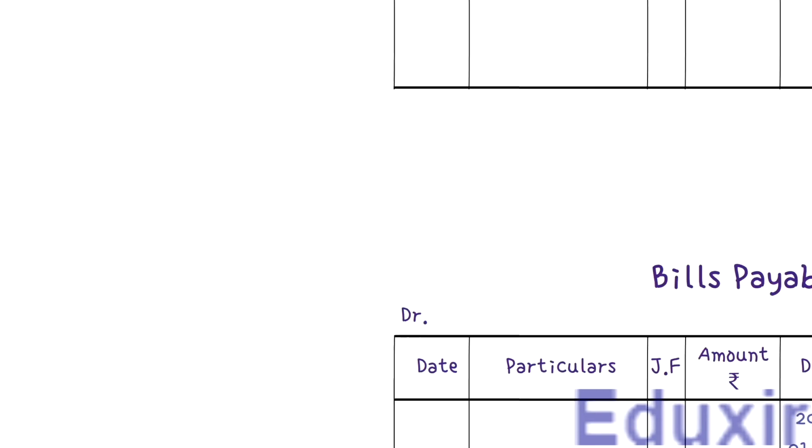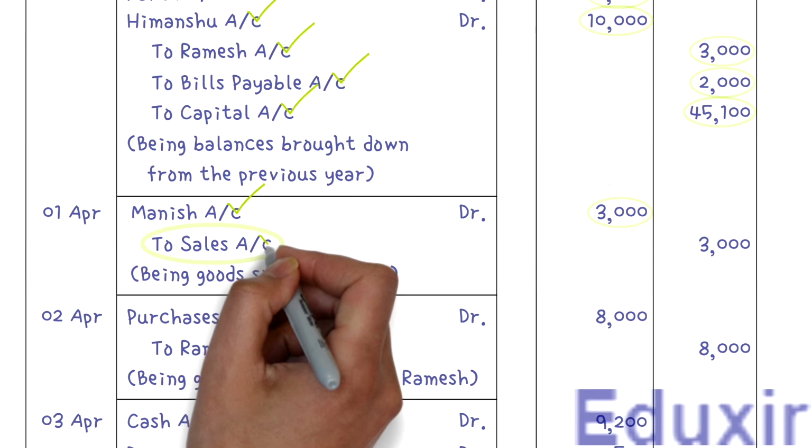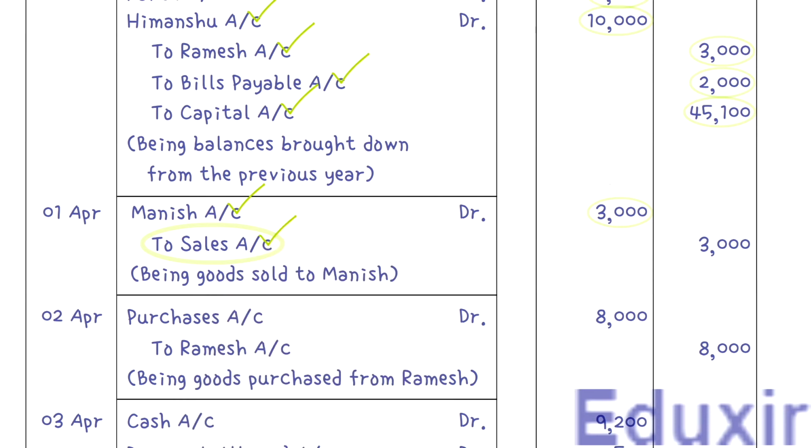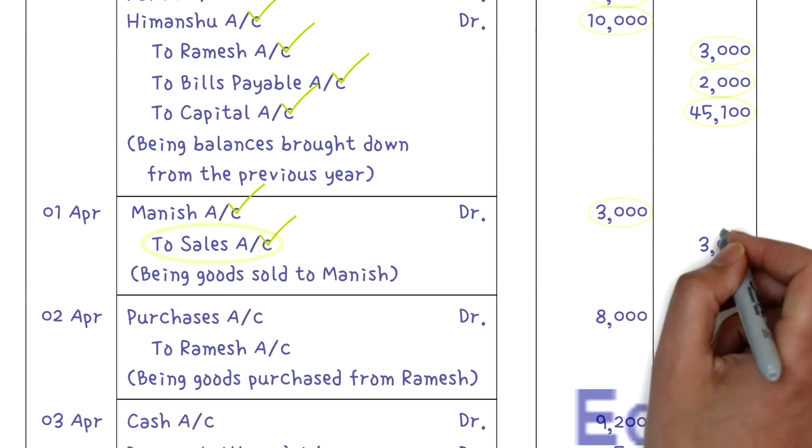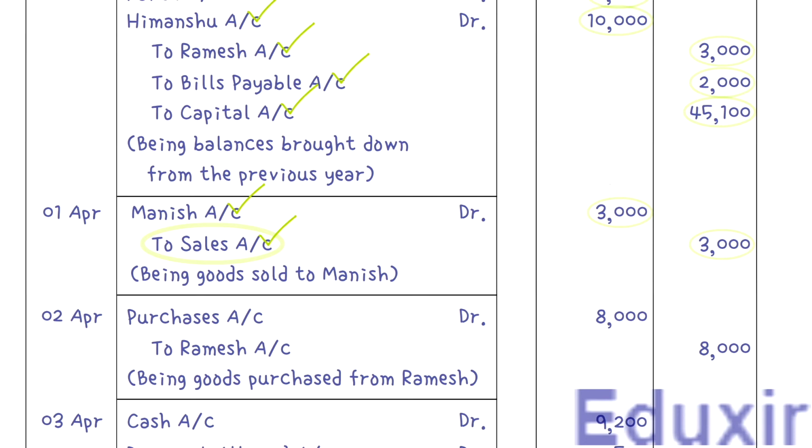Let us now take up the next entry. As the name suggests, it needs to be posted on the credit side of sales account and the credit amount is 3000 rupees. Note that the details that need to be posted into the particulars column is Manish account. For posting this entry, we need to create a ledger account for sales as it is not yet created. Let us first write the title as sales account.